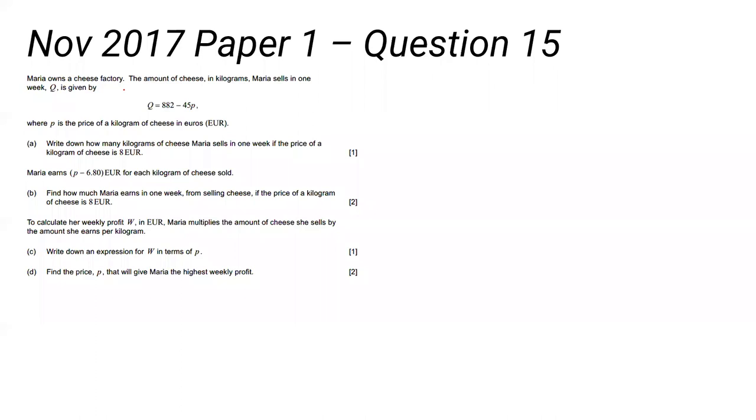So Maria owns a cheese factory. Of course she does. The amount of cheese in kilograms that Maria sells in 1 week, Q, is given by this expression. So P is the price of the cheese, and Q is the amount she sells. Those of you who are doing your business studies might notice that as P increases, 45P will increase, and because we're subtracting it, the value of Q will go down. This has a negative gradient. So the higher the price, the fewer she'll sell.